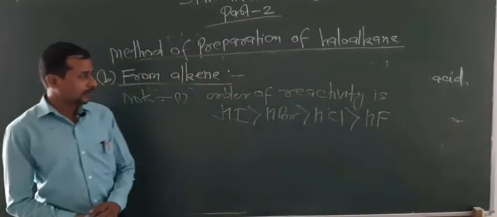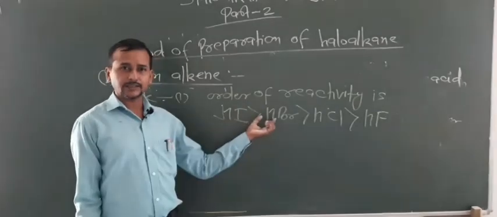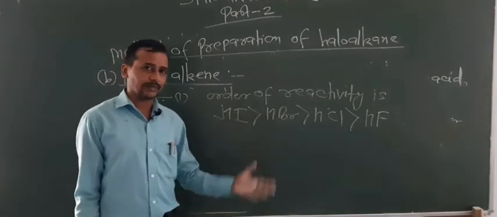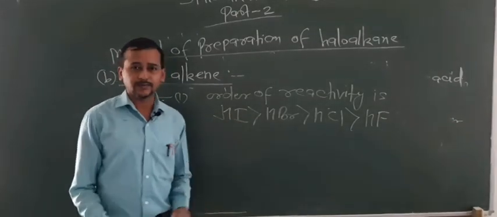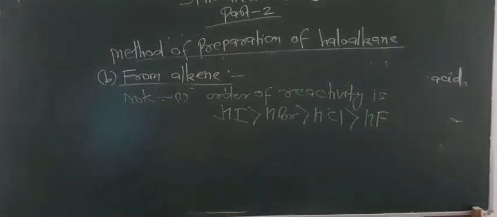So you can know this from the size. Here the H atom is the same, but the size of I is more than Br. So the more the size, the more the bond length, and hence breaking of the bond takes place easily. That's why HI is more reactive than HBr.